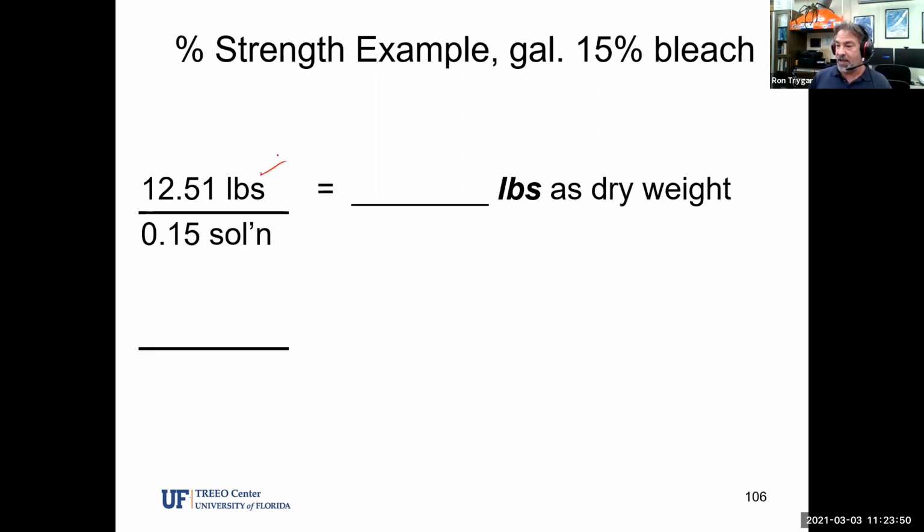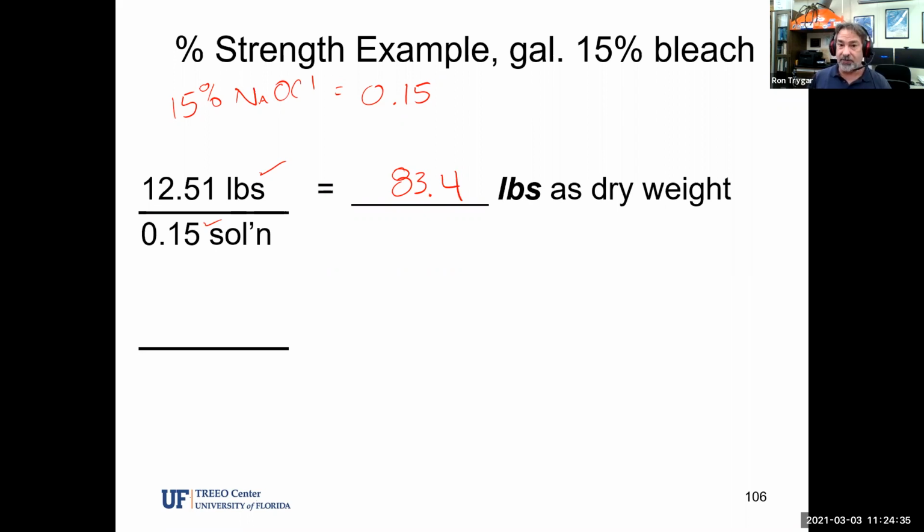Here's the 12.51 pounds. Now remember, it was 15% available chlorine. So 15% as sodium hypochlorite is now equivalent to 0.15 written as a decimal. So that's what we have here. So 0.15 decimal of solution. The solution is the liquid part. So 12.51 divided by 0.15, and I came up with 83.4 pounds of the chemical as a dry weight.